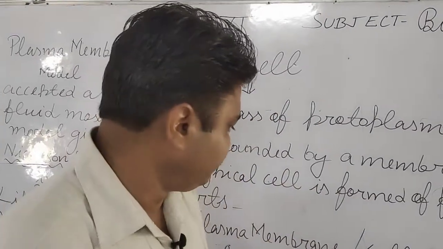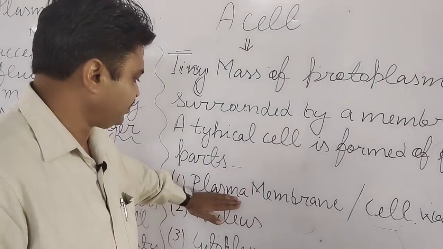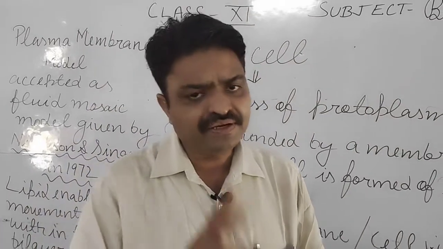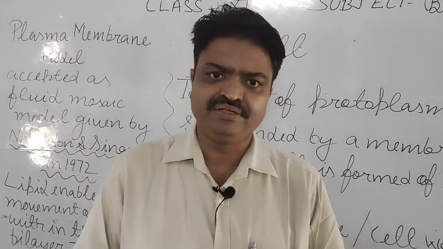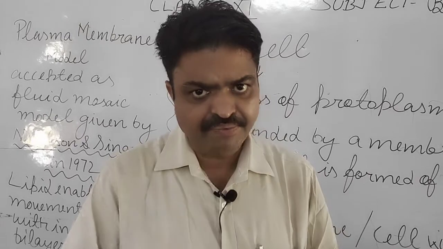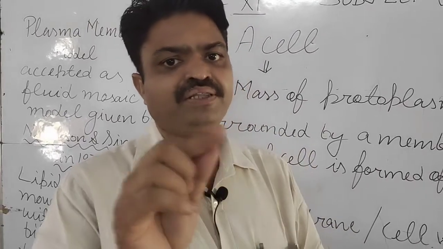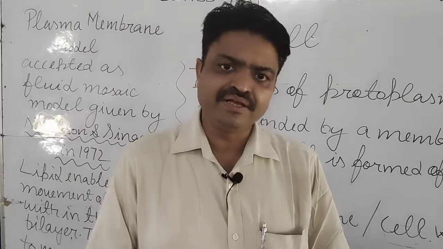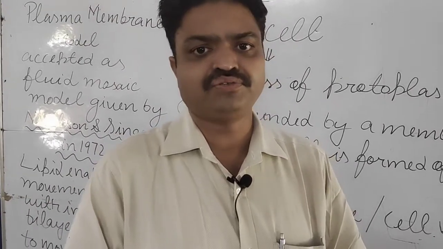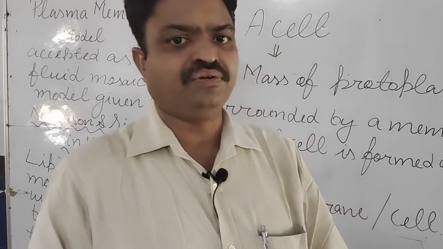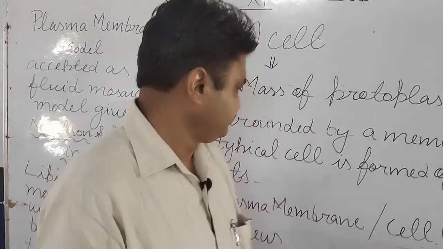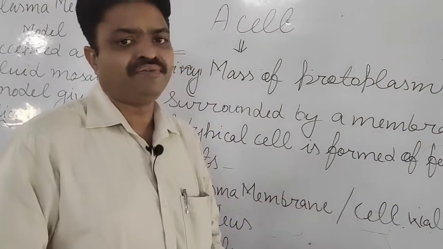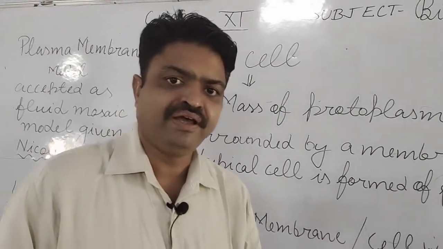And what is the main characteristic about it? It is made up of lipid and protein. That lipid has two layers, and those lipid layers are surrounded by protein. In between the lipid layers, cholesterol is found, student. What is found? Cholesterol.